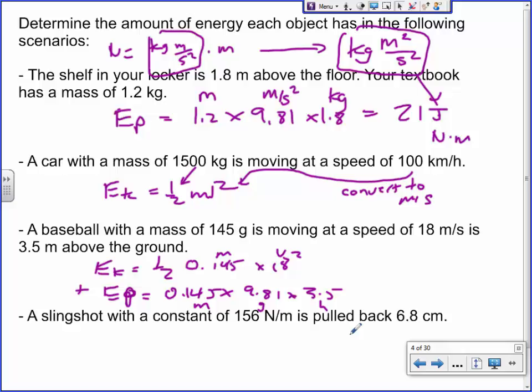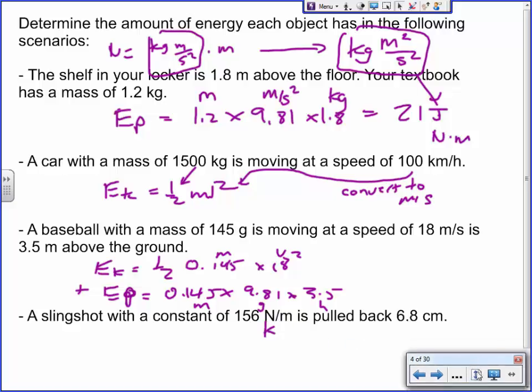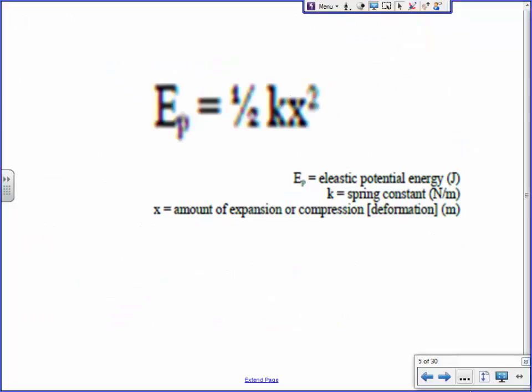What if you have a slingshot and you pull it back and I give you its constant? What is its constant? We just did this. K, yeah. I've given you a K constant for your slingshot, and I've also given you how far you pulled this back, which we often give another letter to, x. Well, we haven't learned this formula yet, so that's my next slide.